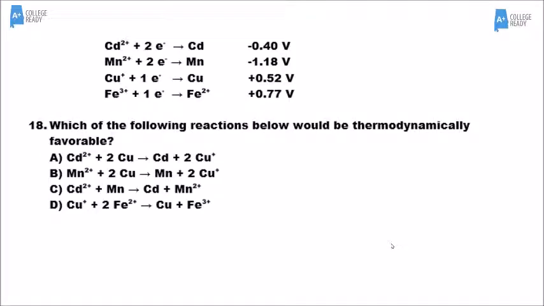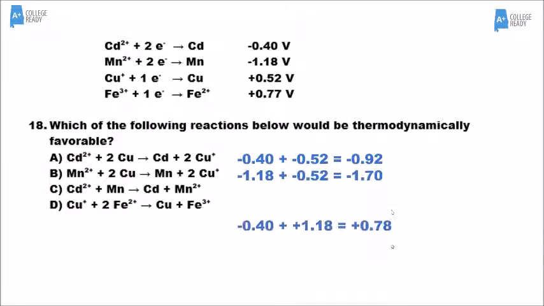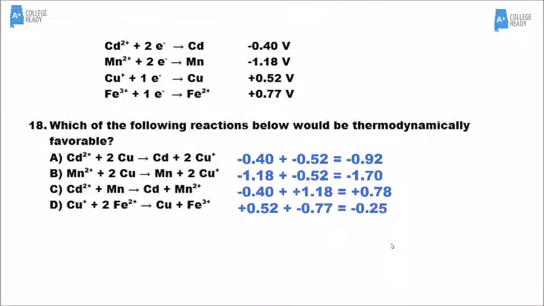For this, we have to use the table and actually calculate E naught for each one. Thermodynamically favorable means the same thing as a positive E naught. So looking at all the answers, the only one that gives us a positive answer would be 0.78, and that would show a galvanic cell. All the other ones would be electrolytic cells because they are not thermodynamically favorable.